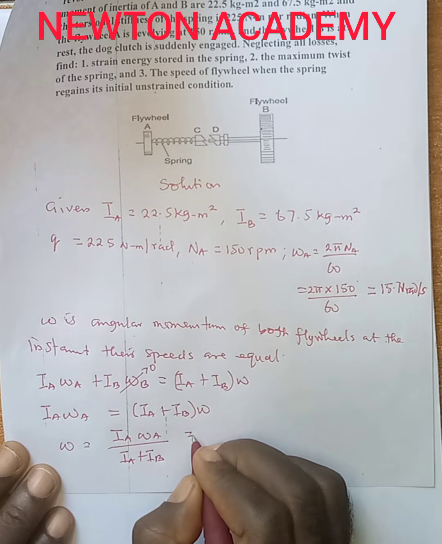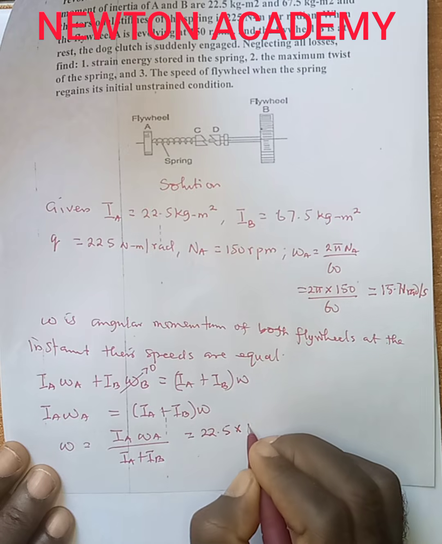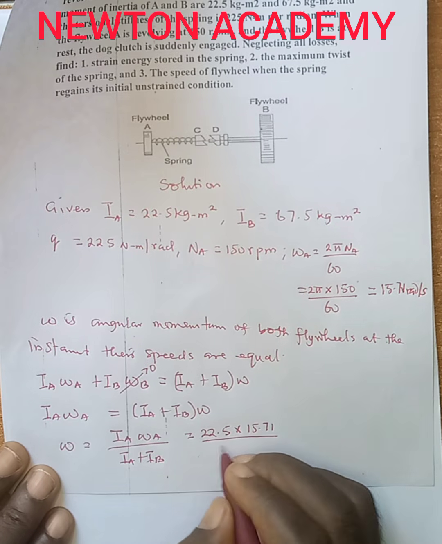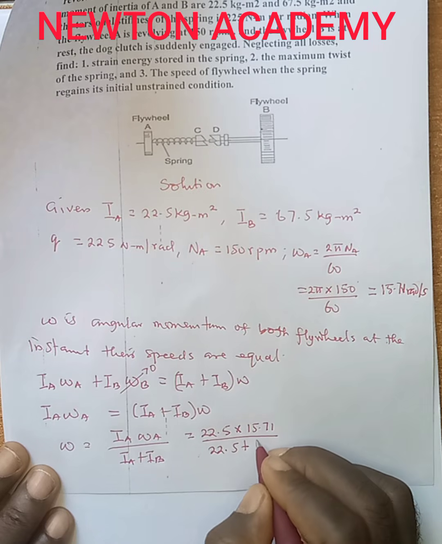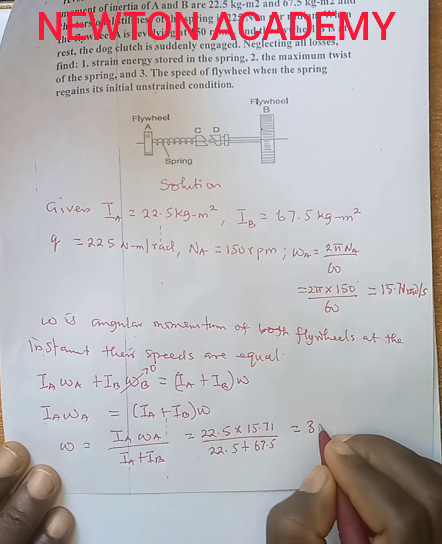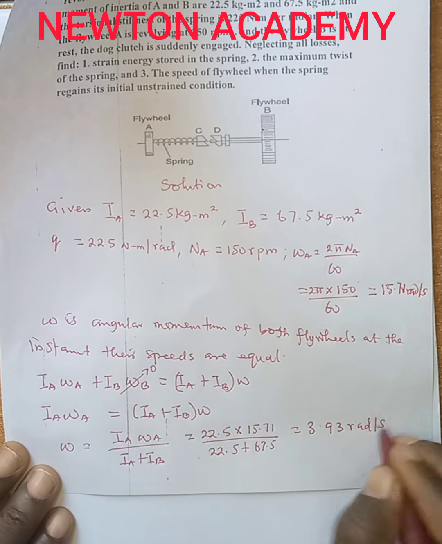When we substitute the values, we have 22.5 multiplied by 15.71 over 22.5 plus 67.5. We are going to have 3.93 radian per second. The kinetic energy of the system at this instant, that is when the speeds are equal, can also be obtained.